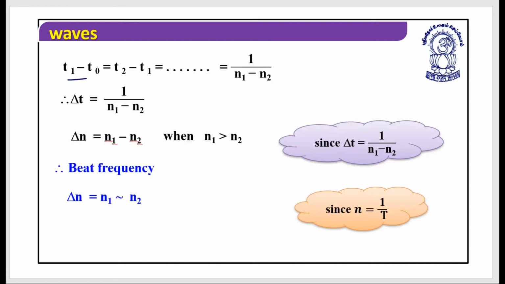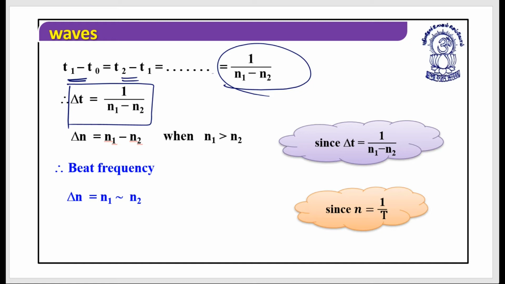So t1 minus t0 would be equal to t2 minus t1, and so on, which would be equal to 1/(n1 − n2). And this Δt, this change in time, would be equal to 1/(n1 − n2), or this is the change in frequency, which is given as n1 − n2 when n1 is greater than n2. So what we understand is the beat frequency. The beat frequency would be equal to n1 − n2. I hope this is clear.